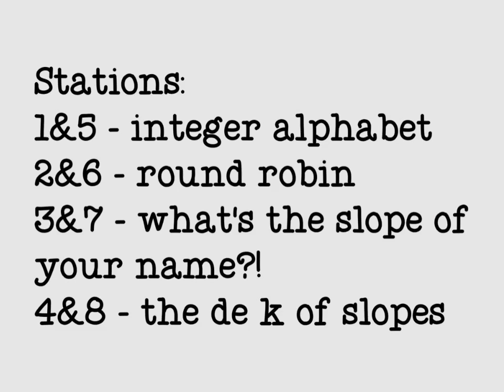We're going to rotate between 4 stations like we always do, class. You guys know what to do. Remember, you're going to go in number order. You're only going to get to 4 of them, but you rotate through just like the numbers. So stations 1 and 5 are going to be integer alphabet. Stations 2 and 6 are going to be round robin. You're going to write word problems. 3 and 7 are what's the slope of your name. And 4 and 8, the deck of slopes.